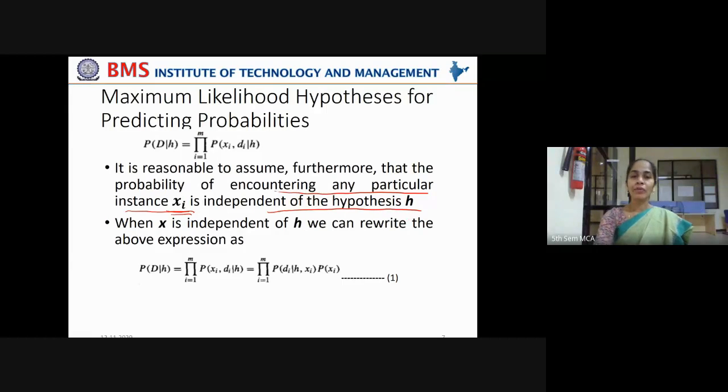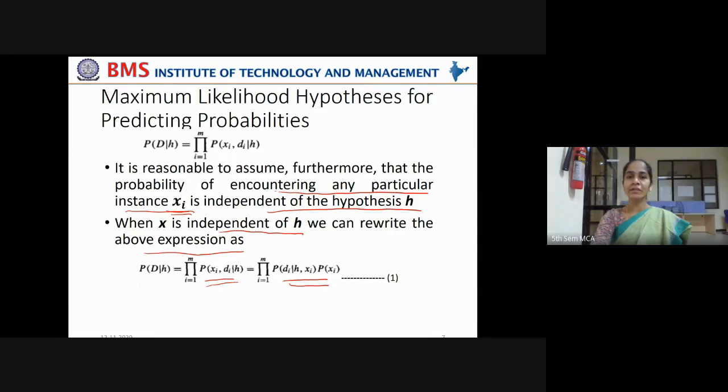Got it? Now, when h is independent of x, meaning that a particular training instance is independent of the hypothesis, we can rewrite the above expression. How are we changing that expression? Initially the expression is this. Now we can rewrite it as probability of di given h, comma, xi multiplied by probability of xi. Bayes theorem. Did you remember? Probability of h given d is nothing but probability of d given h multiplied by probability of h. Same concept you are applying here.